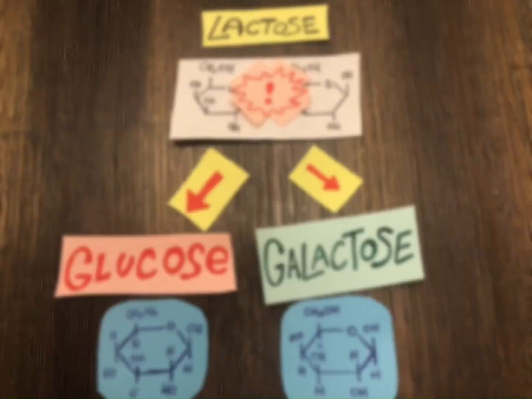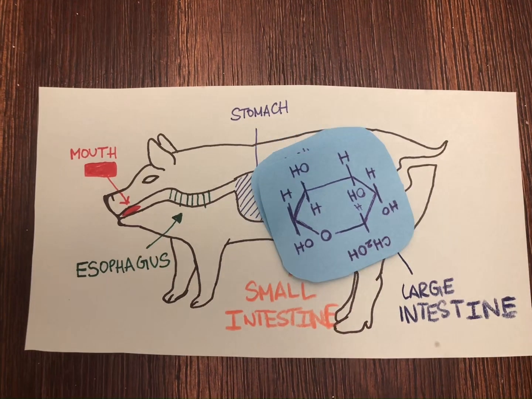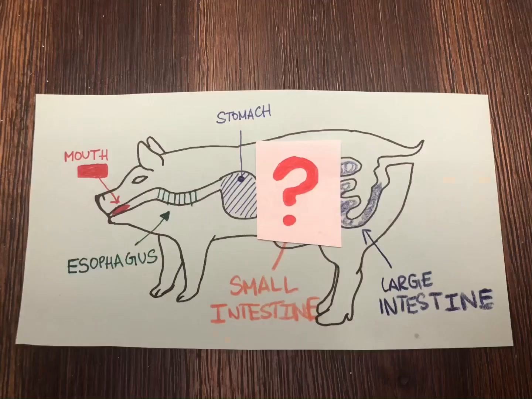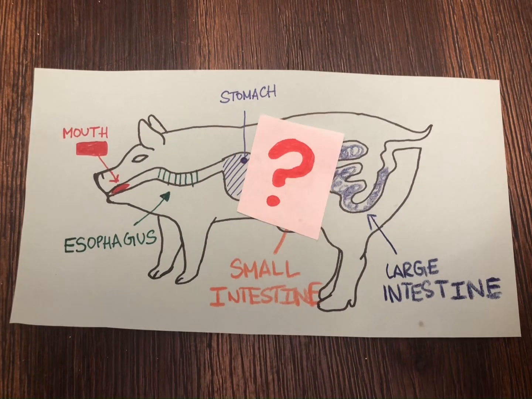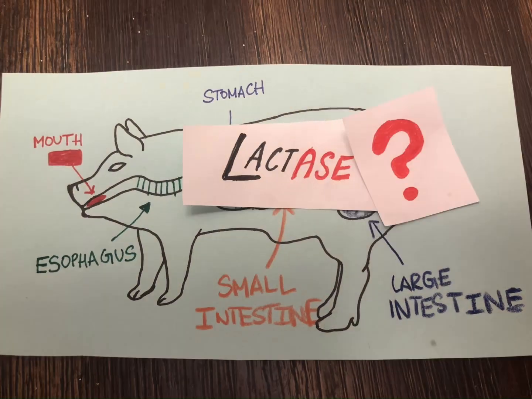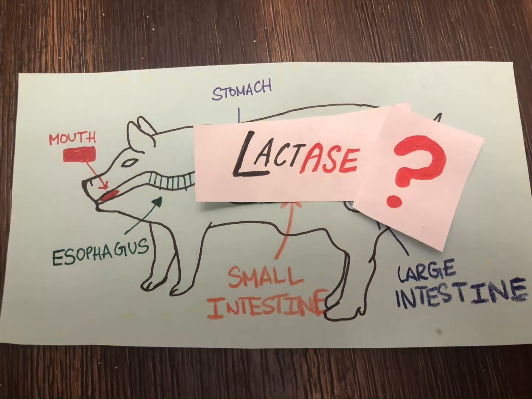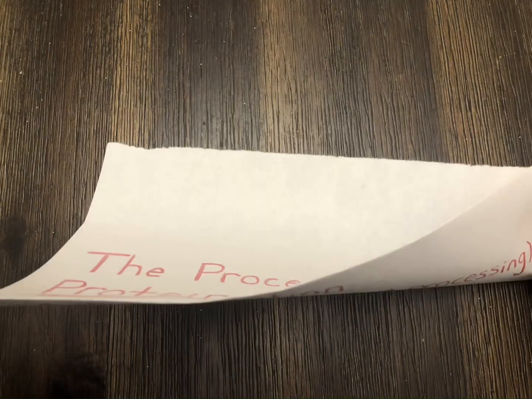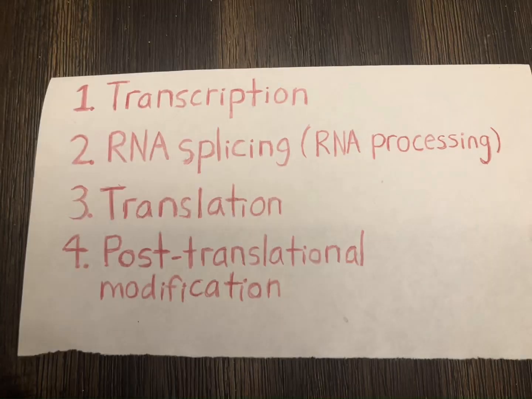These two new sugars are then absorbed by Mr. Piggy and used for other chemical reactions, such as cellular respiration that turns these sugars into chemical energy. A question still remains: how does Mr. Piggy even get these enzymes in the first place? And is lactase just there in Mr. Piggy's small intestine? Well, this is all due to a process called protein synthesis, which consists of 4 different steps: transcription, RNA processing, translation, and post-translational modification.